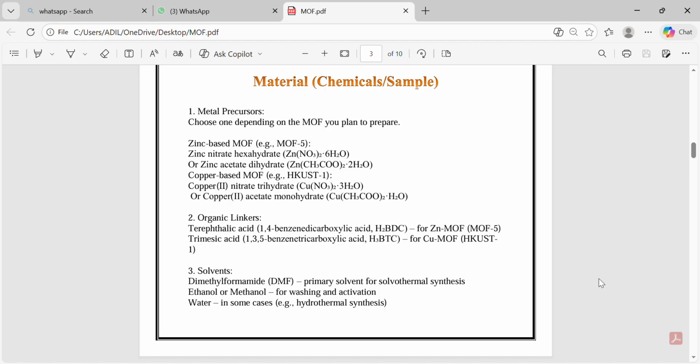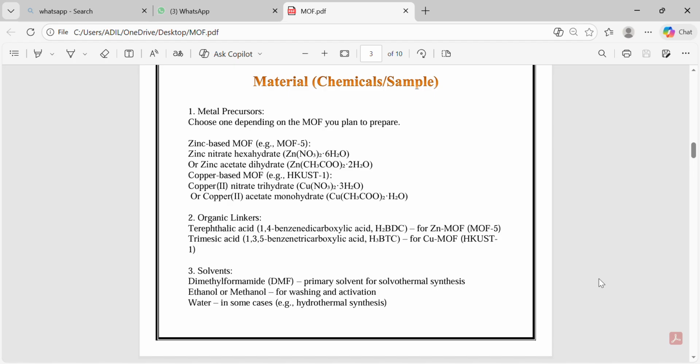Second point is the organic linkers. These are organic molecules that connect with the metals, like terephthalic acid and trimesic acid. Terephthalic acid is used for zinc MOFs and trimesic acid is used for copper MOFs.